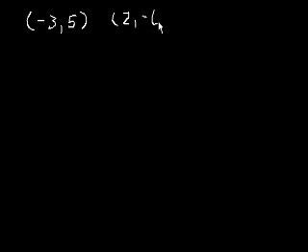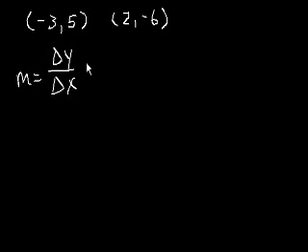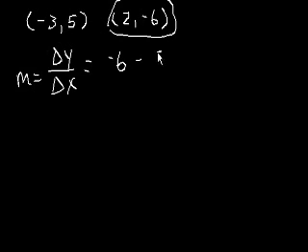Let's say I wanted to find the equation of the line between the points -3, 5 and 2, -6. Well, we do the same thing. M is equal to change in y over change in x. So let's take this as a starting point. So let's say -6 minus 5. So we just took -6 minus 5 over 2 minus -3.